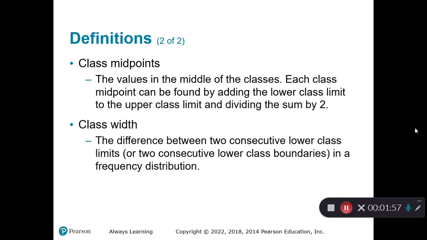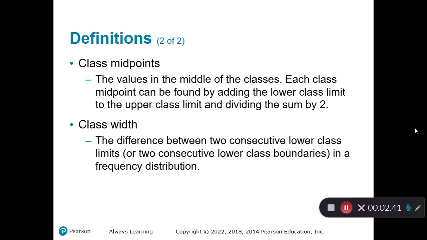Class midpoints are calculated by adding a particular class's lower class limit to its upper class limit and then dividing that sum by 2. So a class midpoint can be thought of as the middle value in a particular class. A class width, on the other hand, refers to the distance between any lower class limit and the next lower class limit. So it requires us to go to two different classes, but it is calculated from one class to the next.